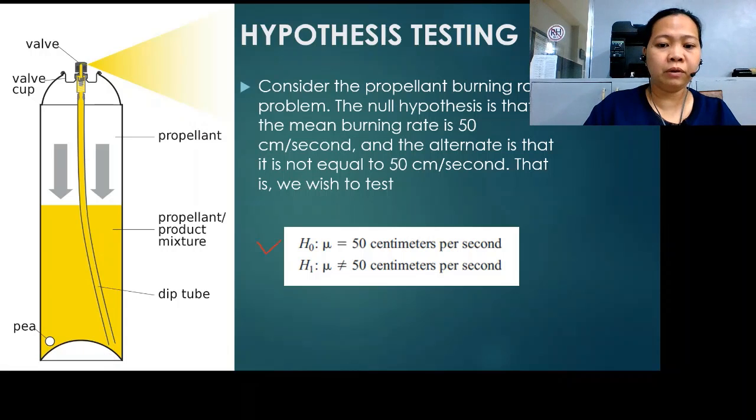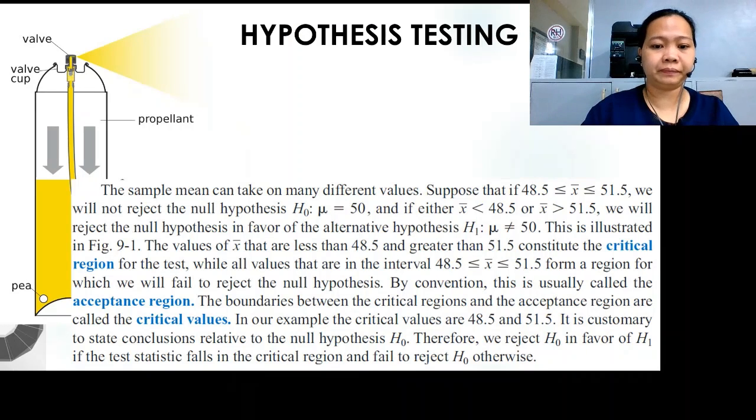So you will have your null hypothesis and your alternative hypothesis. Based on our problem, the mean burning rate is 50 cm per second, and alternative is not equal to 50 cm per second. So, the sample mean can take on many different values. Suppose that if 48.5 is less than or equal to the sample mean, less than or equal to 51.5, we will not reject the null hypothesis, which is this one. The mean is equal to 50.